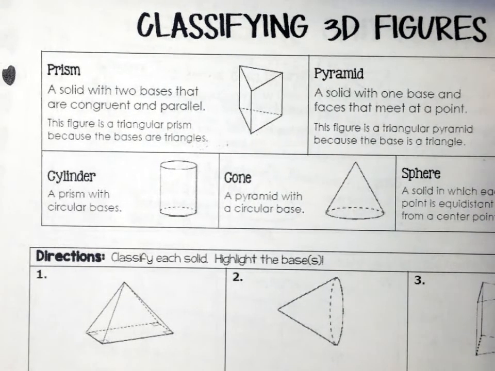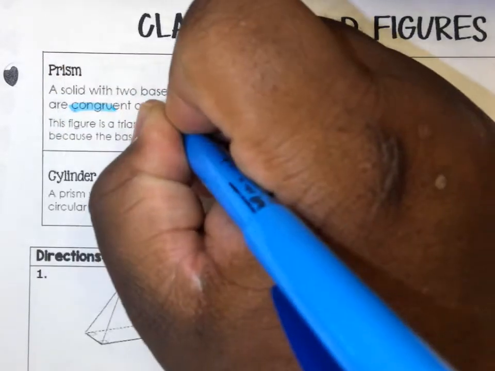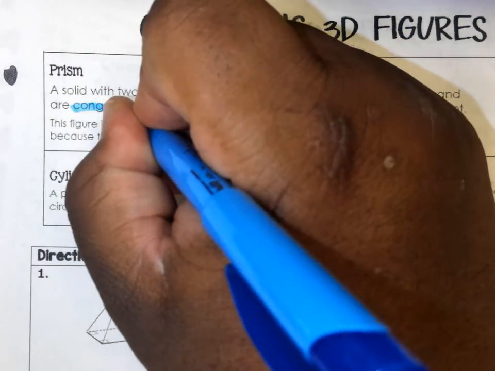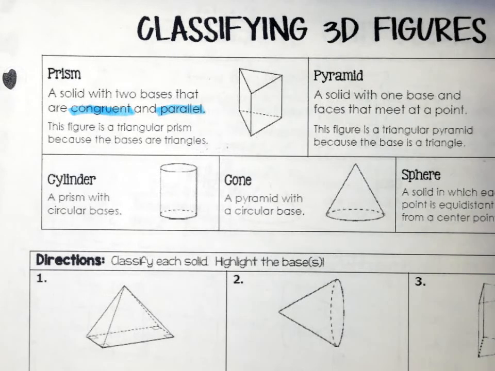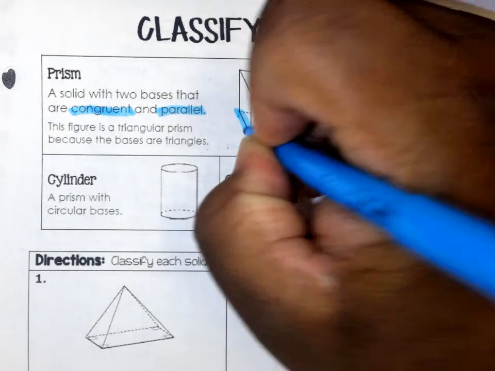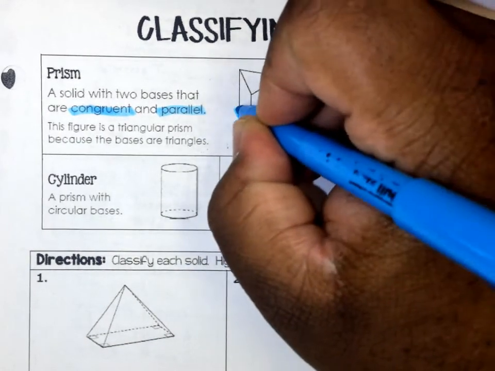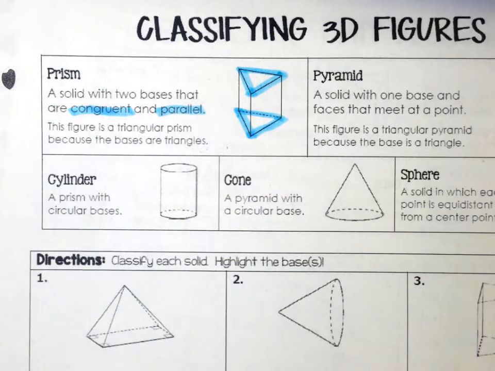A prism is a solid figure with 2 bases that are congruent and parallel. Those parts are important. This is how you identify your bases on a prism. The 2 bases will be congruent to each other, meaning same size, same shape, and they'll be parallel to each other. This figure to the right here is a triangular prism because the bases are triangles. I have a base at the bottom and the top that are parallel to each other.